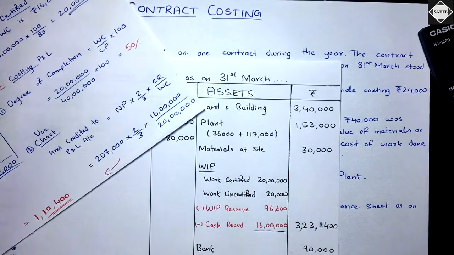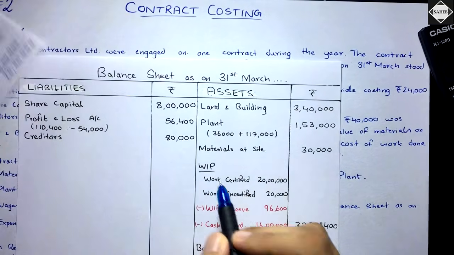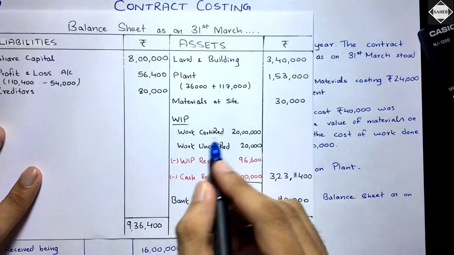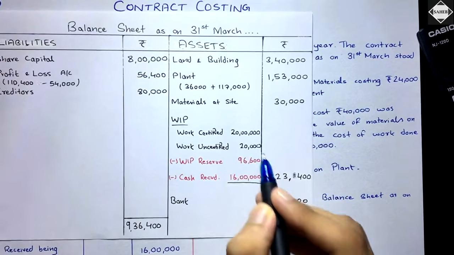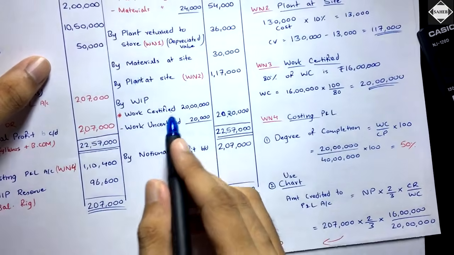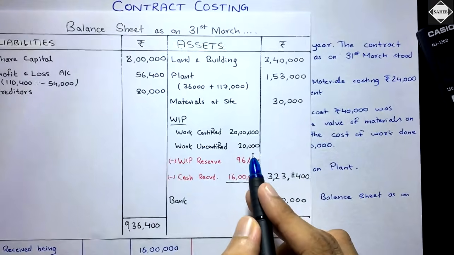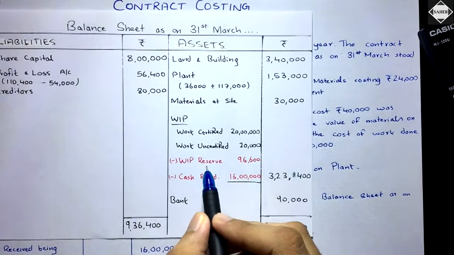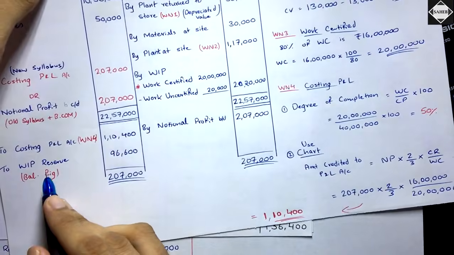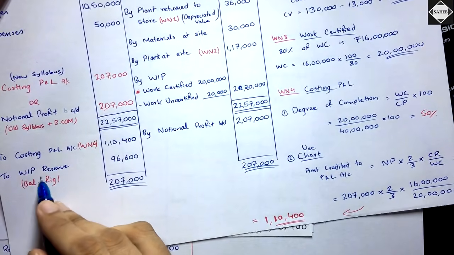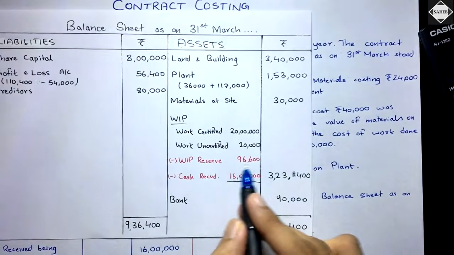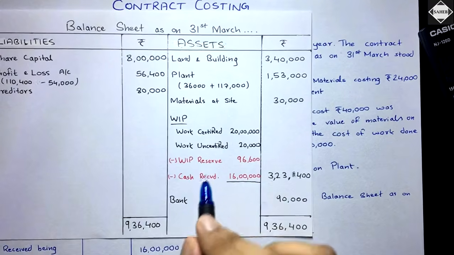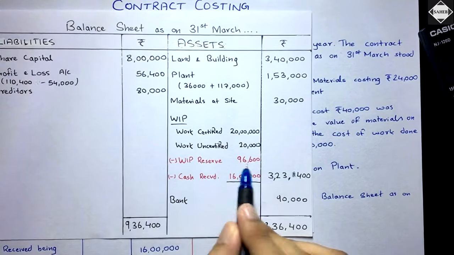Then you have to take WIP, work in progress. In work in progress, you have to take work certified and uncertified, 20 lakh 20,000. Take that. Then for the old syllabus students, you have to subtract the WIP reserve also, because you will have WIP reserve. For the old syllabus and the B.Com students, you have to subtract that WIP reserve. But for the new syllabus, you will not have this. So that's the only difference. You have to subtract that.